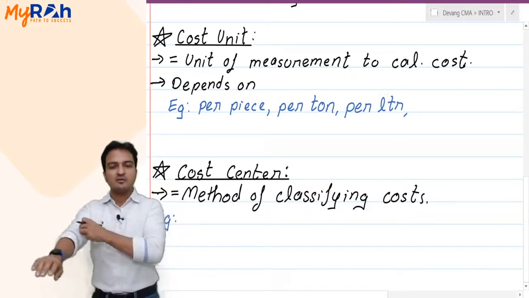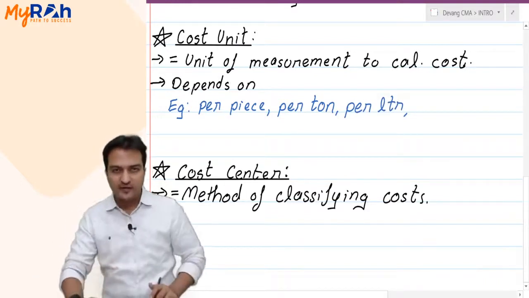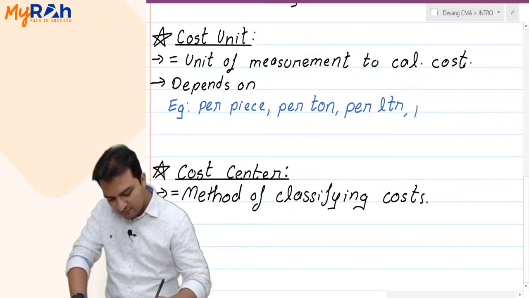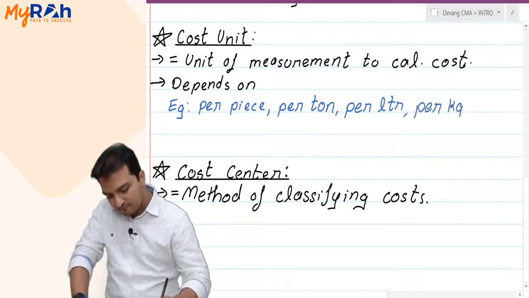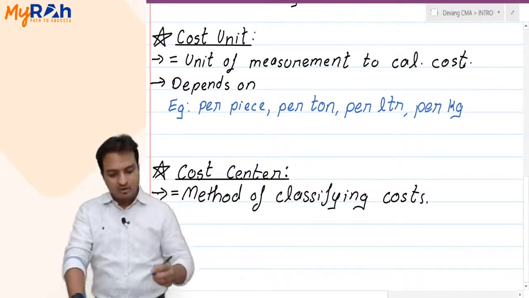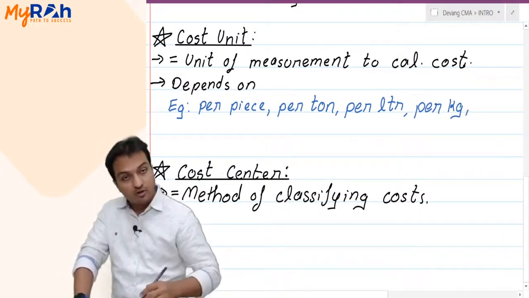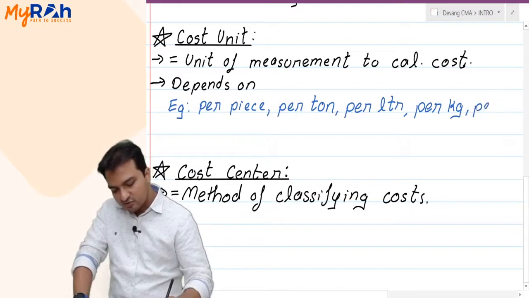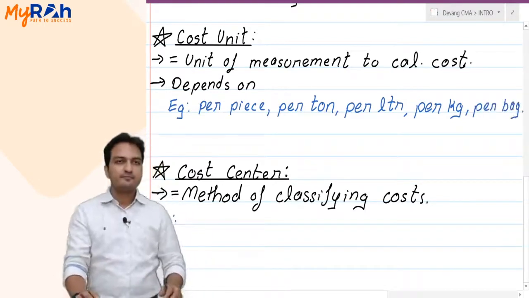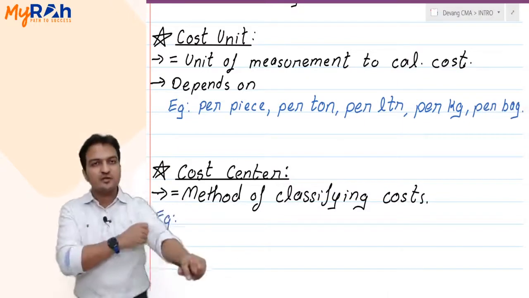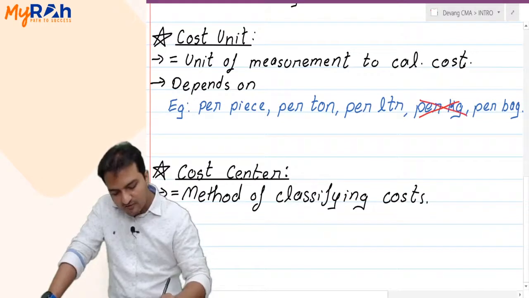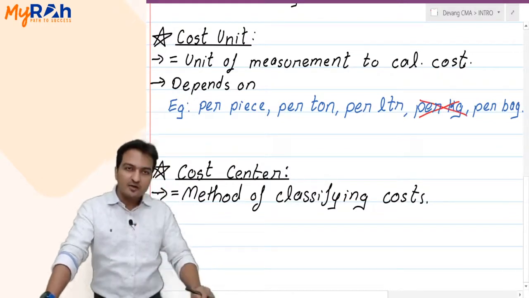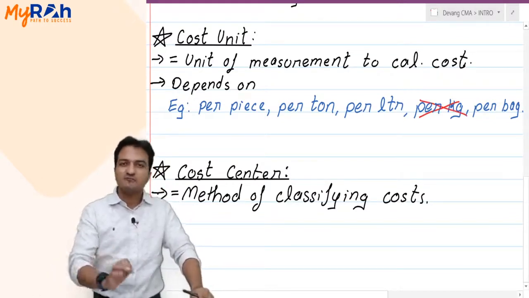And one last: what if I am in cement manufacturing? Then in the case of cement manufacturing, I can calculate cost in terms of per kg. Or more likely, I'll calculate cost not per kg but per bag. Yes, in the case of the cement industry, my cost will not be calculated per kg. It will rather be calculated per bag.